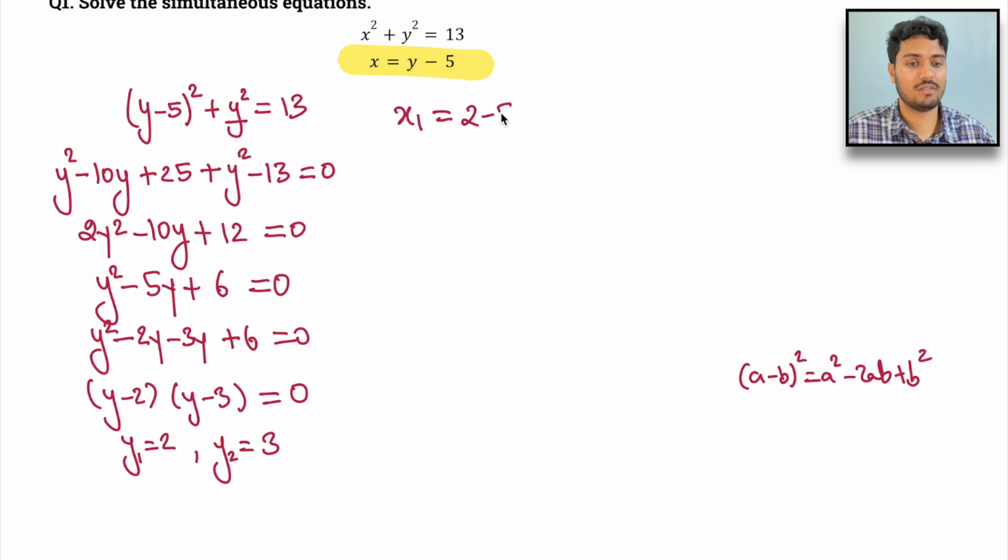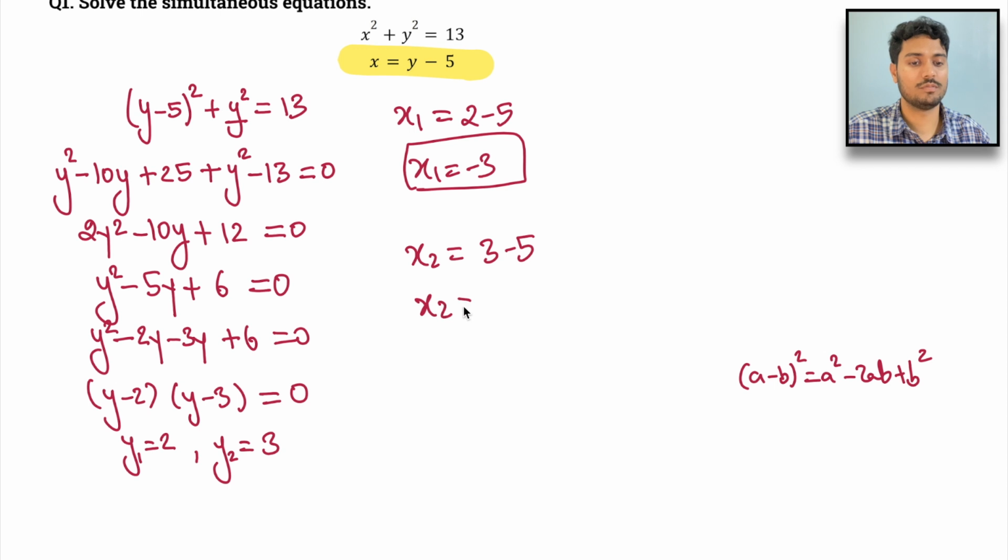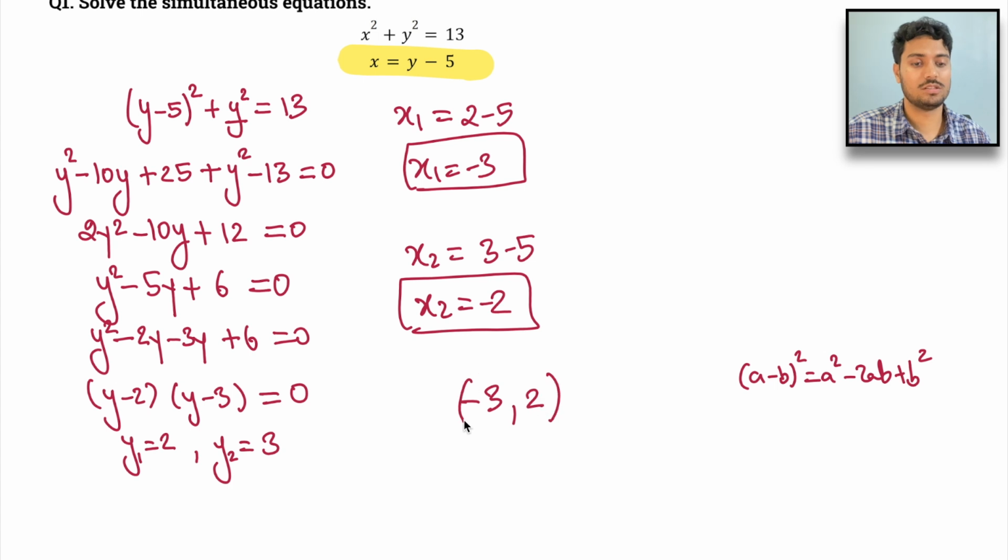So 2 minus 5. So x1 is going to be negative 3. And if we want to find x2, let's substitute the value of y2, that is 3 minus 5. So x2 will become minus 2. So this is the answer. If we want to write in terms of coordinates, we can write x1, y1, that is negative 3 and 2. This is the solution. And another solution is negative 2 and 3. This is the other solution.